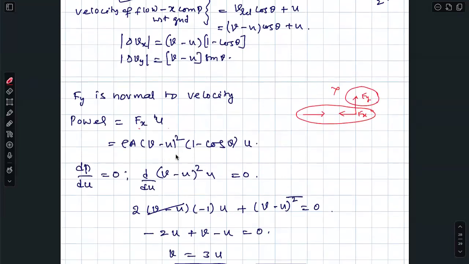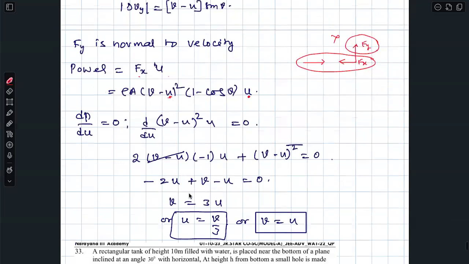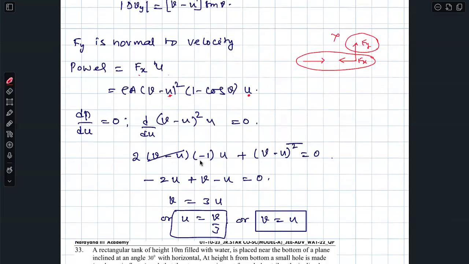See, this is a product of two things, both a function of U. So now you require that power as a function of U, and you want the maximized condition. Mathematics says dP by dU is 0. That is, d by dU of (V minus U) whole square into U is 0. Now I have done the differentiation part. Boys and girls, I got finally V equals 3U, or U is V by 3.